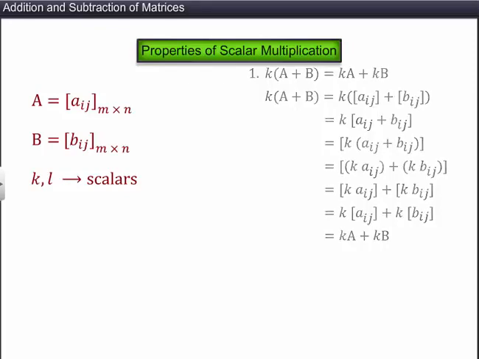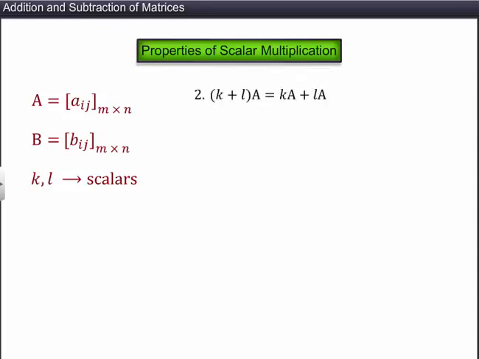Now, let's look at the second property. K plus L multiplied by A is equal to KA plus LA. This can be proved as shown.